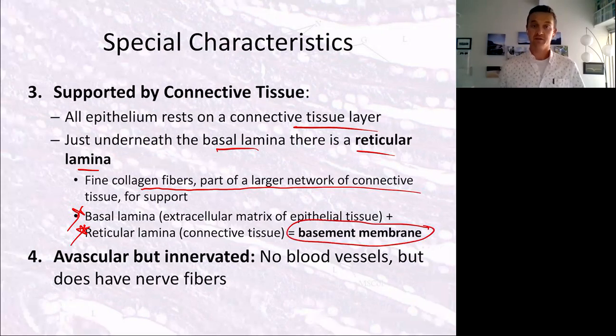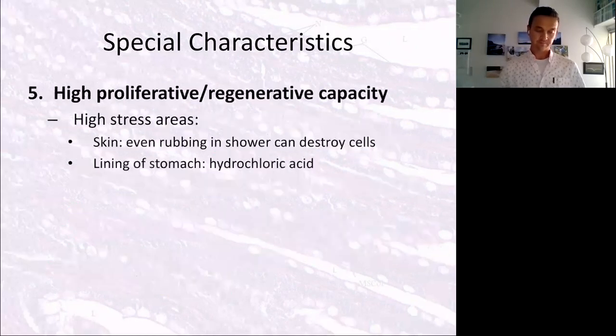Okay, characteristic number 4 is that epithelial tissue is avascular, means it doesn't have blood vessels, but it is innervated, which means that the nervous system does interact with it. And then lastly, our 5th special characteristic is that it's highly proliferative. It regenerates a lot. What that means is the cells are growing a lot, constantly replacing themselves.